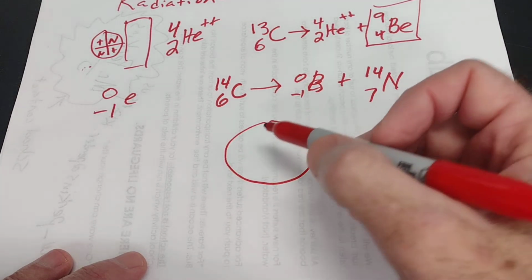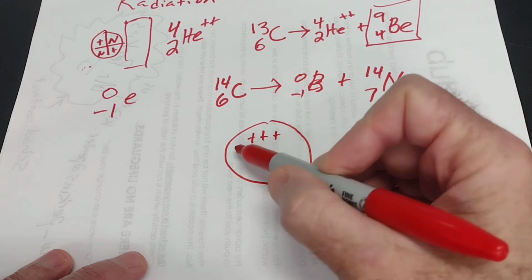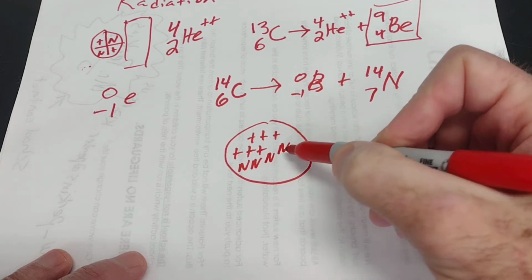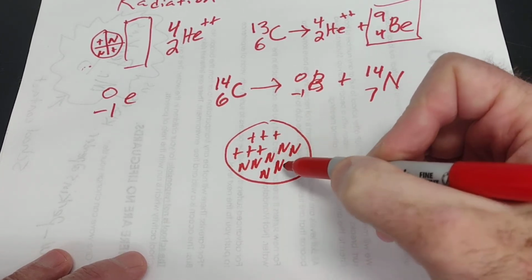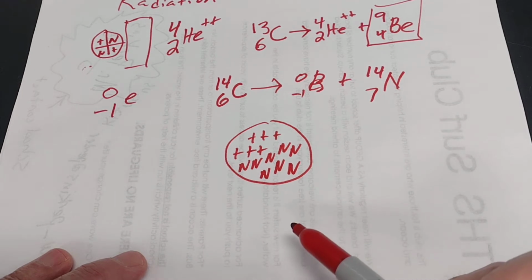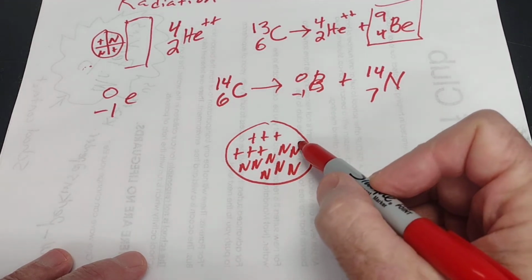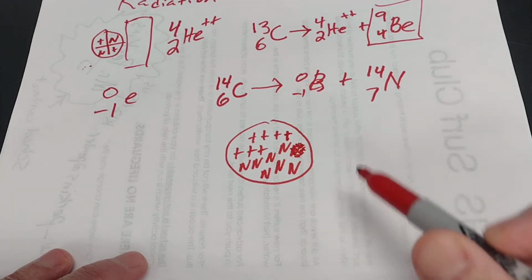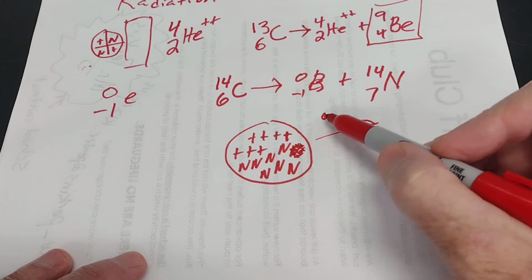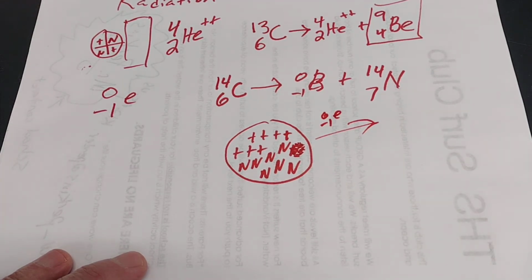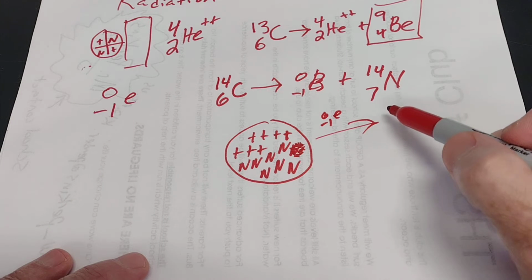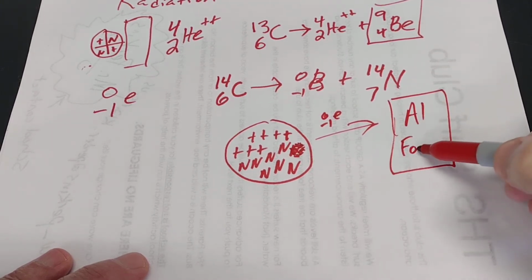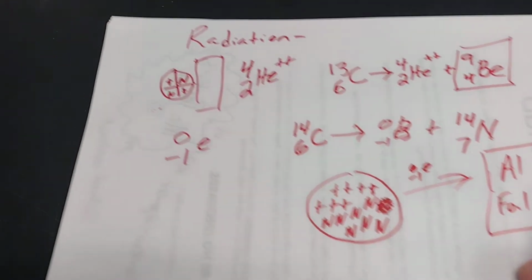Why would beta decay occur? You have a nucleus like this, like 1, 2, 3, 4, 5, 6. That's carbon. 1, 2, 3, 4, 5, 6, 7, 8. This will be carbon-14. If a neutron broke apart and then became another proton, it would have to give off an electron to do that. And that's what beta decay is. You could stop this with some aluminum foil. Okay? But here's the catch.